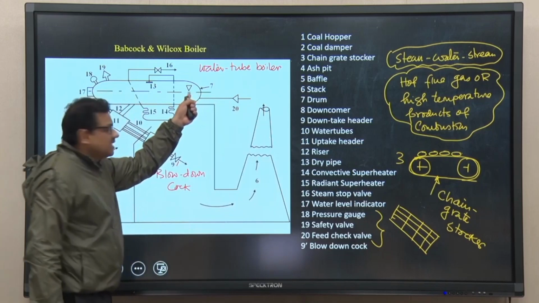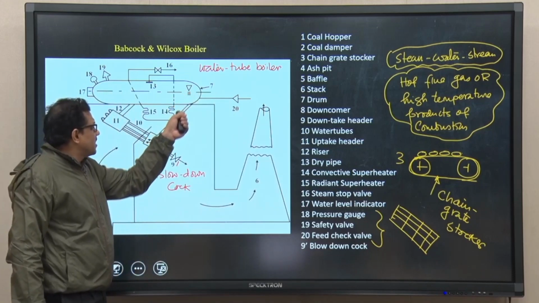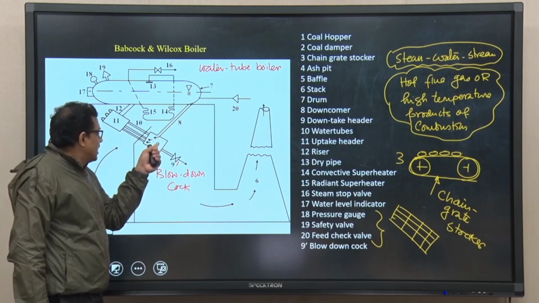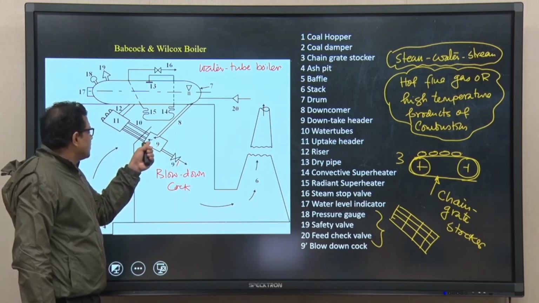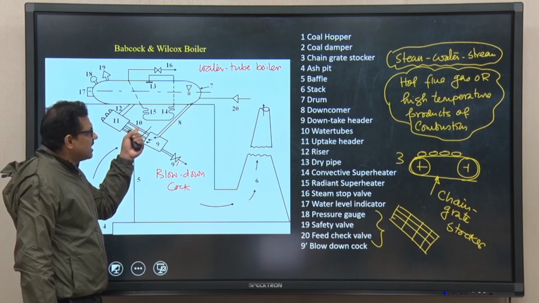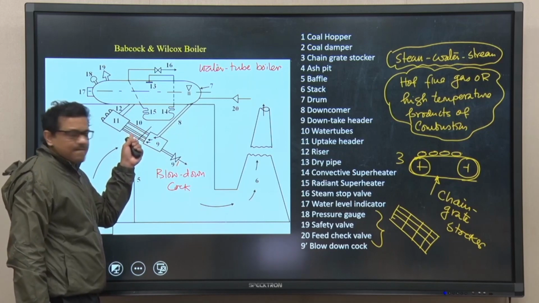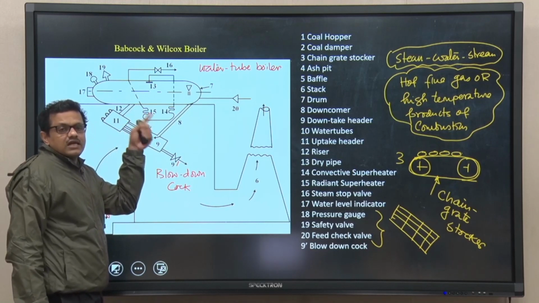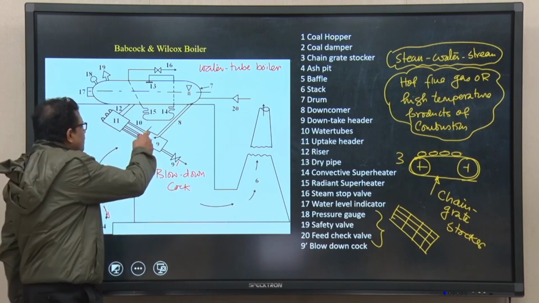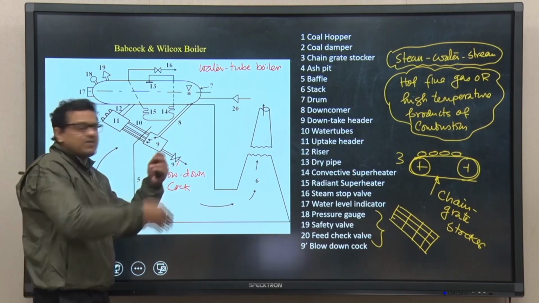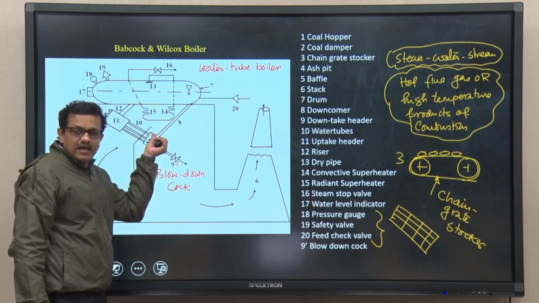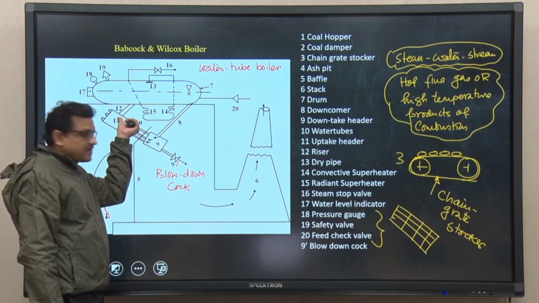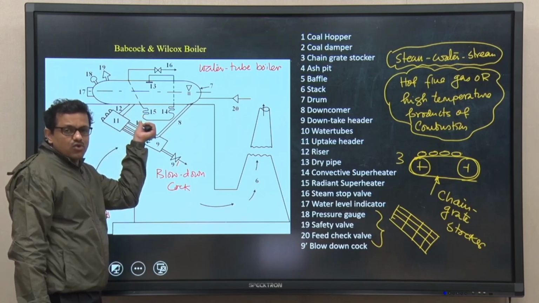It contains water, and water from the drum is coming through 8, that is the downcomer, and coming to 9, that is called the downtake header, and from the downtake header water passes through the tubes. There are 3 different tubes which are shown over here. So, that water will move through the tubes. While moving through the tubes, the conversion will start, that is water will be converted. In fact, conversion of water to steam starts from 9 itself. Being lighter than water, steam will flow towards the uptake header, that is 11, through the water tubes.